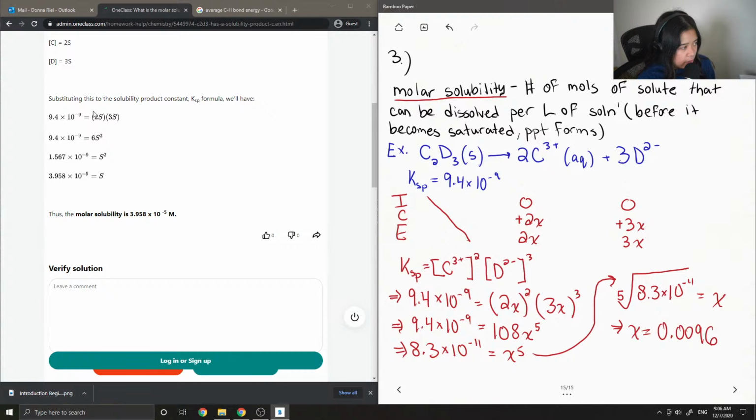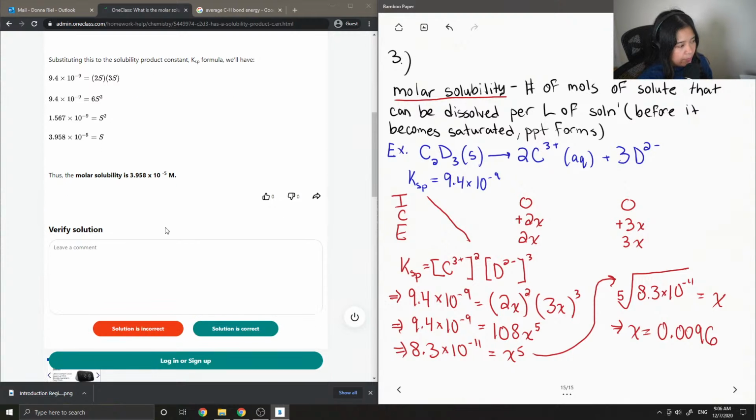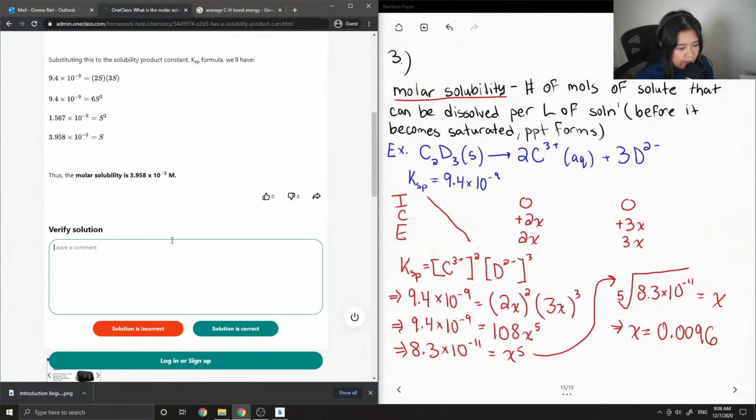I think they just forgot to put the squared and the cubed in the question. But this should read (2S) squared times (3S) cubed. And then they just solve for their S, but I'm just going to add what they should have written instead.